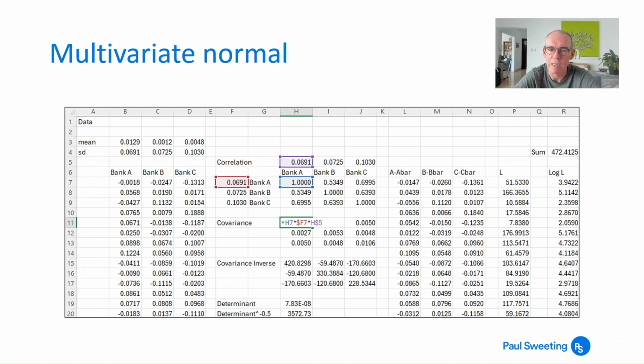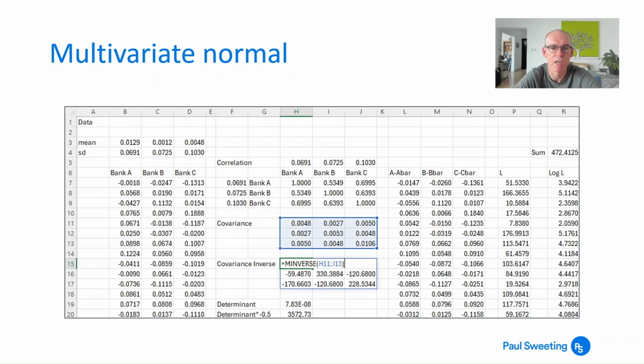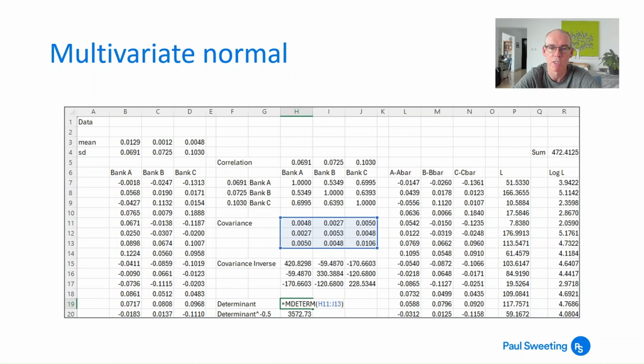It actually goes into that formula as a matrix inverse, so I calculate a matrix inverse, and also we need to calculate the determinant. What actually gets used in the formula is the determinant raised to the power of -1/2, so 1 over the square root of the determinant. So that's what I've calculated here.